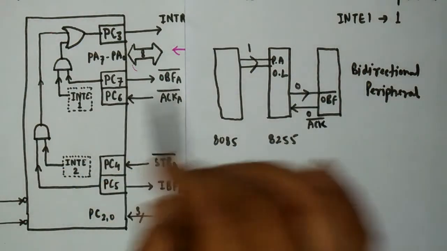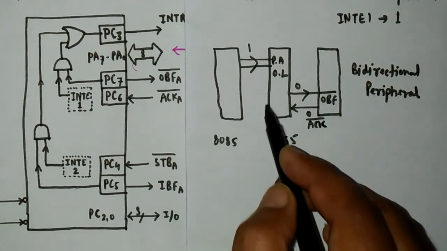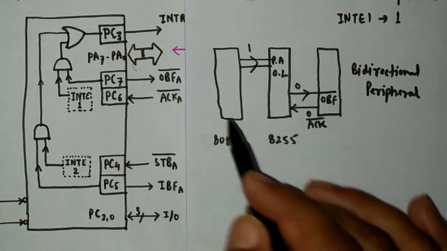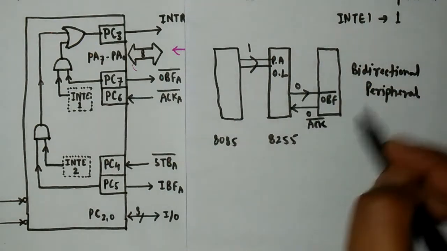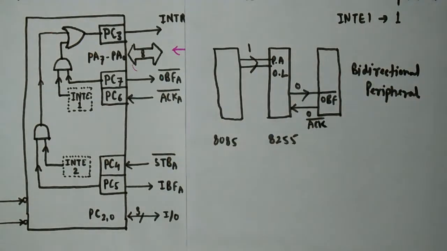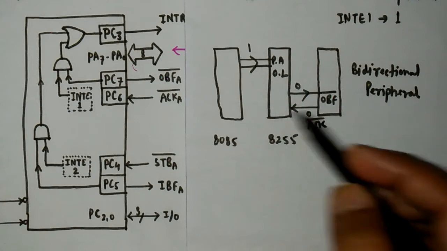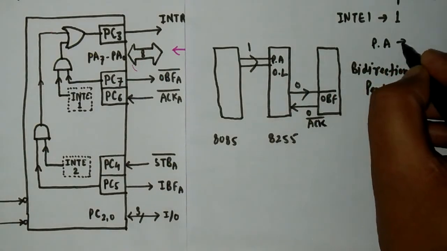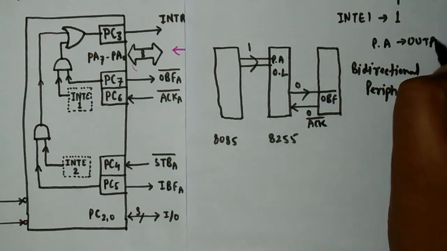Then it will send an interrupt to the 8085, and that interrupt will inform the 8085 that this peripheral device is again ready to receive the next byte of data. So now let's see the timing diagram of this when port A is configured as output. Now port A is configured as output.